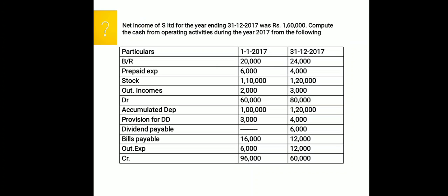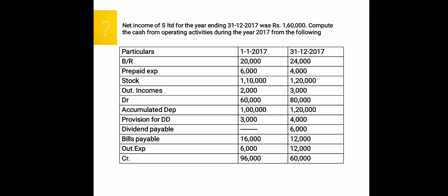But in the case of non-operating or non-fund items, actual cash is flowing from one place to another, but it's not because of your operating activities. Fine. So dividend payable is your non-operating expense, rupees 6,000.